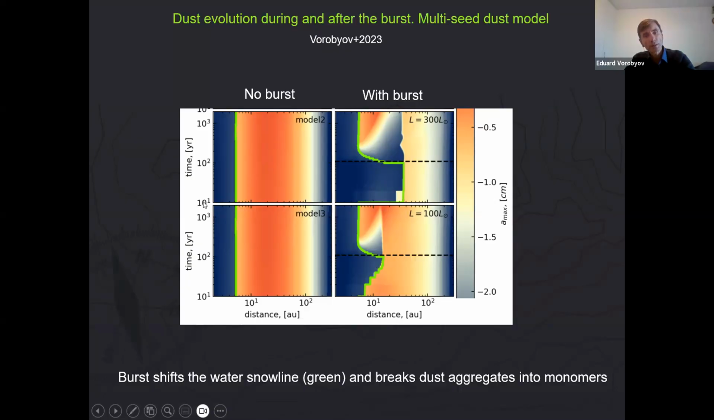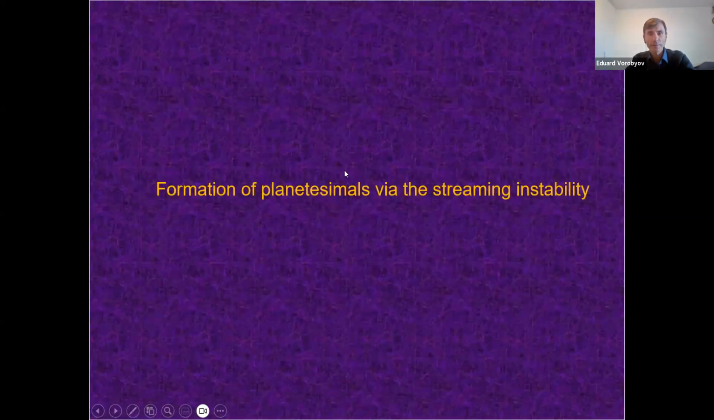On the left, I show the maximum dust size in a non-burst model. Here is a very small size. This is the water snow line. And beyond the snow line, the maximum dust size increases. And here it's with the burst. As the burst comes, the water snow line moves outward, and the dust gets destroyed. Basically, we assume a multi-seed dust model. Dust grains break apart, and then regrow. We study these effects, and they have very interesting consequences.